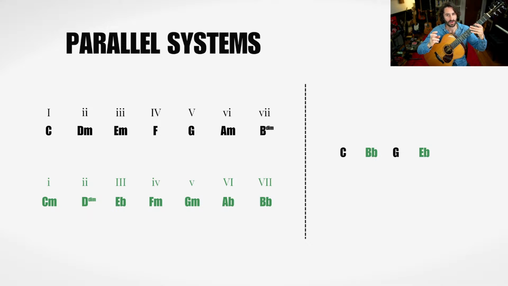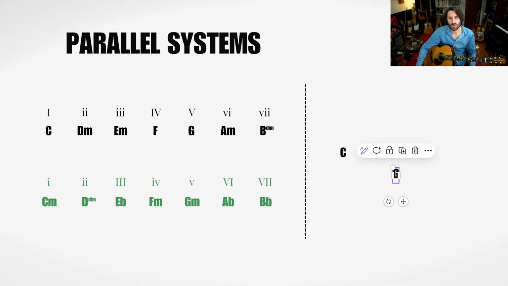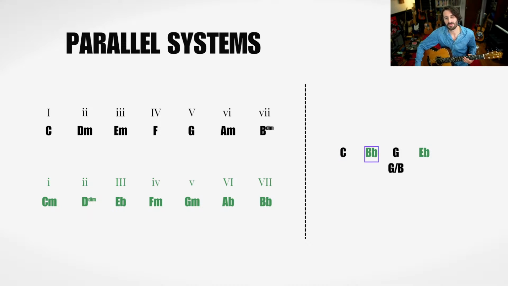Now, we could change that by going back to one of our variables, and one of the variables we had was which inversion do we want to play. We could choose to change the G into a G over B. Oh my goodness. Typing and talking. G over B. We could do that instead. Now what this will allow us to do is go from a C to a B flat bass note to a B bass note and then to an E flat. So that's going to create a little more cohesion. So let's see what that sounds like.